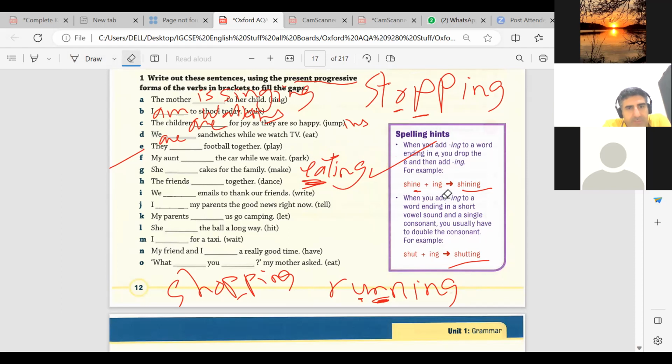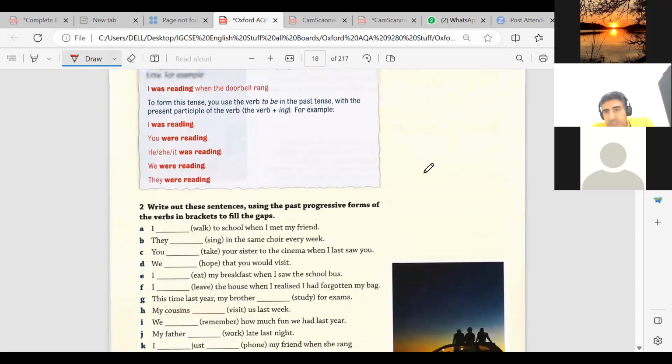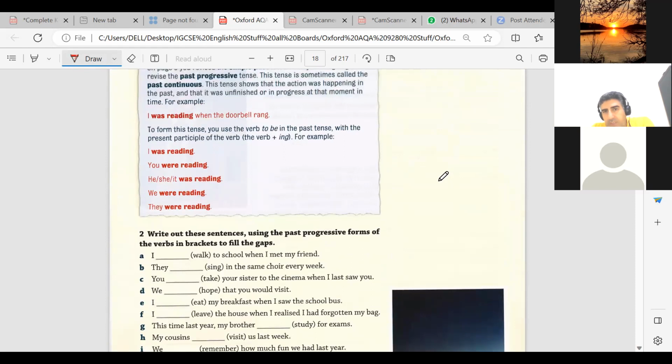The last question. They football together. They are playing. Yes, they are playing. Okay, shabab. And the past progressive is the same, but instead of the verb to be, is, are, we use was or were. Was or were.